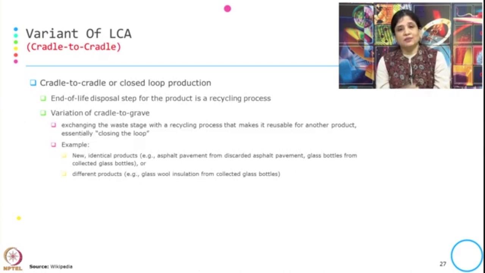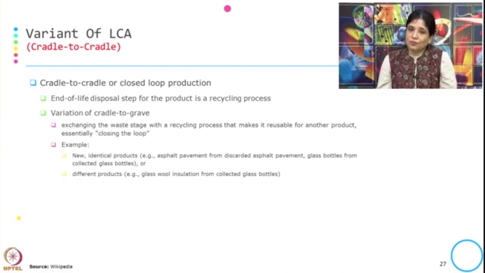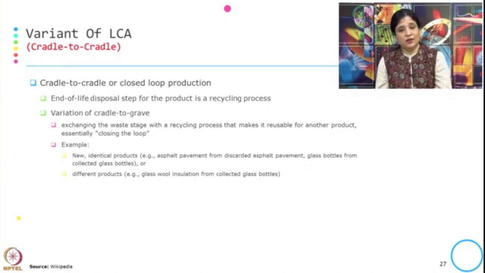Then cradle to cradle. This is typically the closed loop production, as in one of the examples we are checking. So, this is the end of life disposal step for the product, and typically it also includes the recycle, and there are variations of this cradle to grave. So, you exchange the wastage for the recycling process that makes it reusable for another product, because you have to close the loop in the case of cradle to cradle. And closing the loop can be done in two ways.